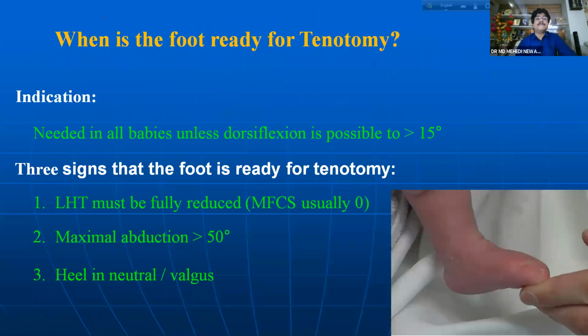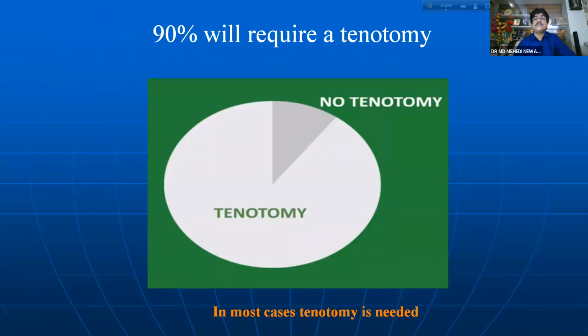When is the foot ready for tenotomy? It is an important thing. Its indication is needed in all babies unless dorsiflexion is possible to over 15 degrees. There are 3 signs that the foot is ready for tenotomy. One, the lateral head of the talus must be fully reduced, and the midfoot scoring is 0. Two, maximal abduction over 50 degrees. Three, heel in neutral or valgus. Then we can do the tenotomy, except we can't do it otherwise. And 90% will require tenotomy.